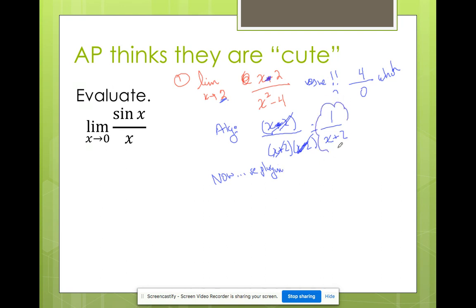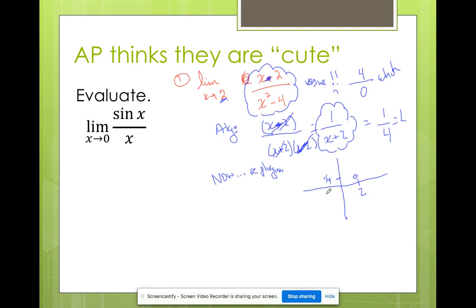This simplified function behaves exactly like this function, except at 2. Plug 2 in now, and you get 1/4, which is the level. What that means is this function has a hole. I don't know exactly what this function looks like, but at 2, there is a hole, and the level of the hole is 1/4.